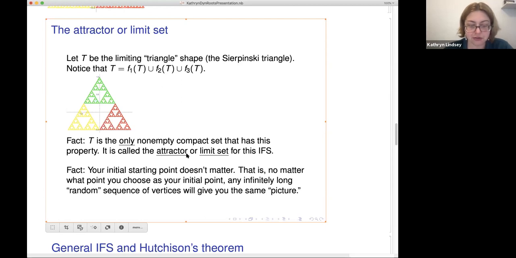This set is called the attractor or limit set for this iterated function system. The second point here just illustrates what we saw earlier, that your initial starting point doesn't matter. That is, if you take a long enough sequence of vertices, you get closer and closer to a picture where it doesn't matter what point you start with. Furthermore, we saw that starting anywhere and then applying a really long sequence of the generating maps gives you a way to draw this limit set.